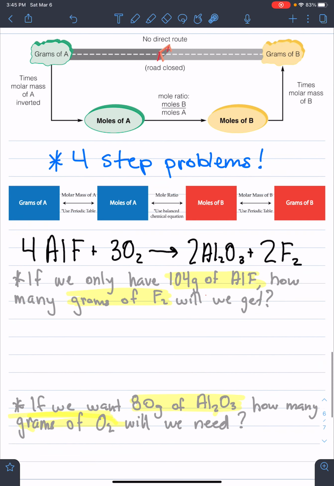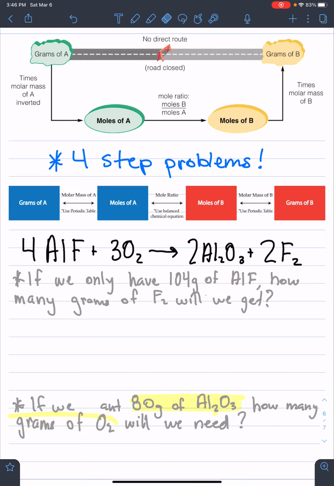I left this little image for you guys. So if you're starting with grams of one thing, you're trying to get grams of another thing over here, you're going to have to do one step, and then another step, and then another step, and then we'll finally get our answer after all that, okay? So we're going to have to use 3 different ratios. It's just going to be kind of long, but it's going to be okay. We'll be able to figure them out, and it will just be lots of different steps.